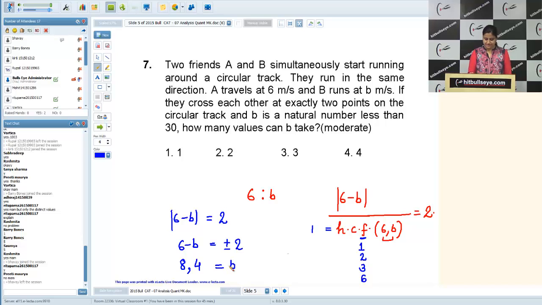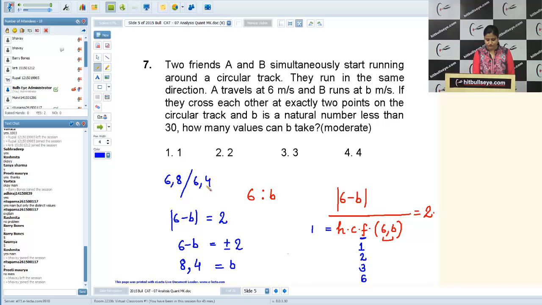But if we consider 6 and 8, we convert this in lowest ratio. See, 2 is cancelled. There is only 1 point. That's why this case is rejected.